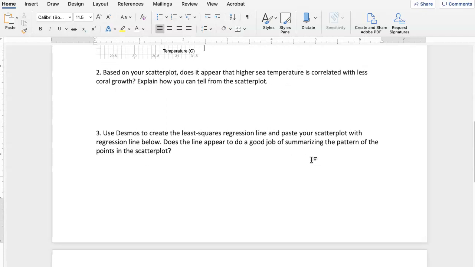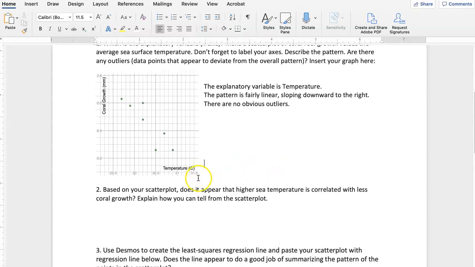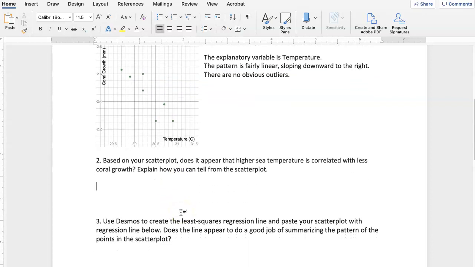Based on your scatter plot, does it appear that higher sea temperature is correlated with less coral growth? So think about that one for a minute. As the temperature goes up, is the coral growing less? Think about how you would answer that question. I'm not going to type it here for you, but we'll just talk about it. I believe that, yes, that is the case. As temperature goes up, coral growth decreases. You can tell that from the scatter plot, because as the points go to the right, the coral growth goes down. However you want to put that in your own words would work.